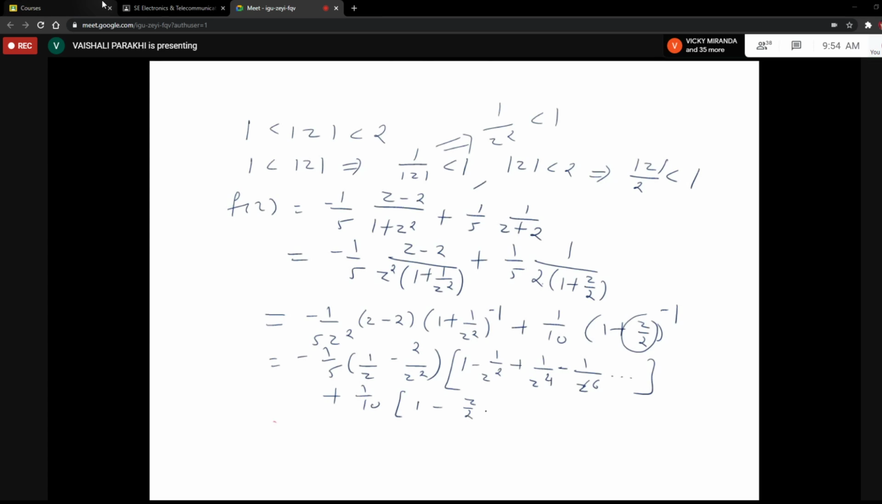So it is 1 minus z by 2 plus z square by 4, then minus z cube by 8 and so on. So these are the standard series, correct? And now see what you get.